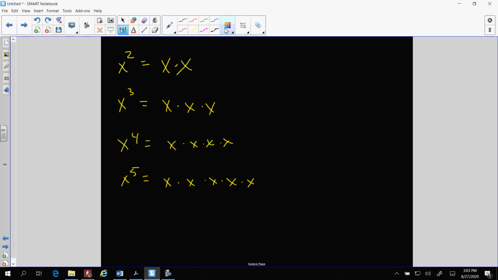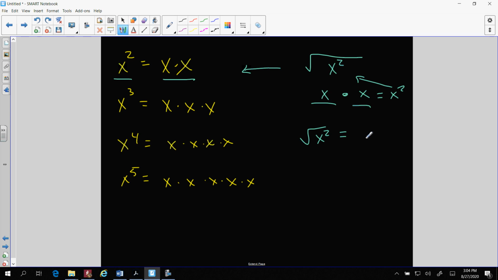And so drawing our attention back to x squared, if x squared is like multiplying x times x, let's go back to what it means to take the square root. I want to find two factors that are the same that multiplied together to give me the radicand. So what is the square root of x squared? Take a look. X times x is x squared. So the square root of x squared is x.